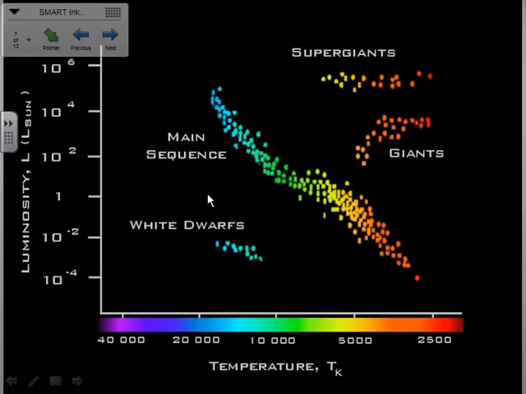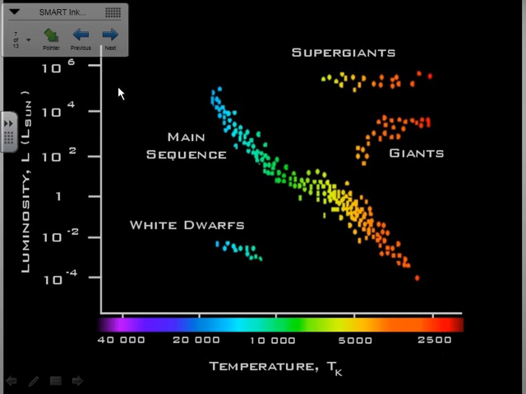Okay, here's a better picture of an HR diagram. This one you can actually see on the left side that this is brightness of the stars or luminosity, and across the bottom are different colors, different temperatures of stars. And you'll notice the highest temperature is on the left at 40,000, and 2,500 is over on the right, which would be the cooler side of the HR diagram.